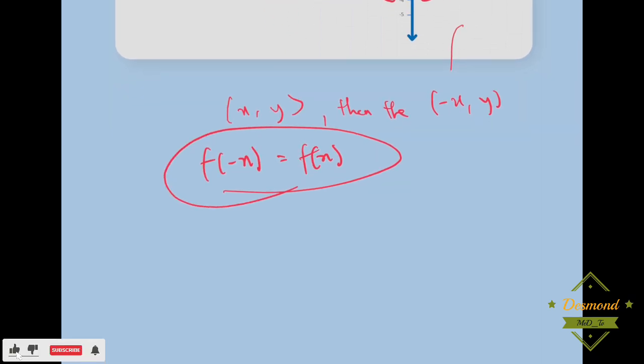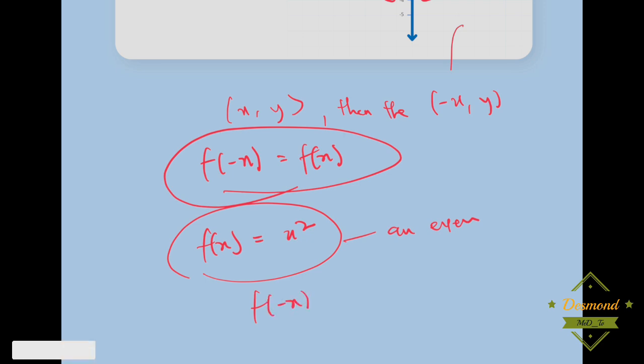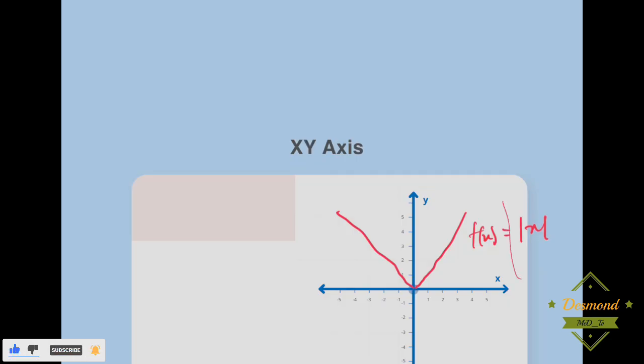For example, if you have f of x equal to x squared, this is an even function. How can we determine that? This is because f of negative x is equal to negative x squared, which is equal to x squared, which is equal to f of x. Very simple to do.